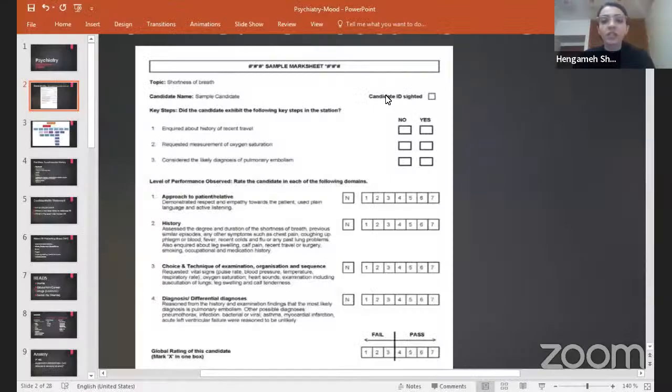Before every station, before the exam. Before you enter every station, you have to hold up your ID card and read out loud your name and your candidate ID. So this will put a tick here.